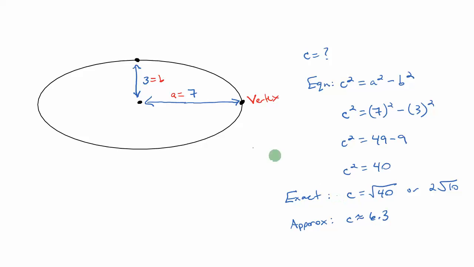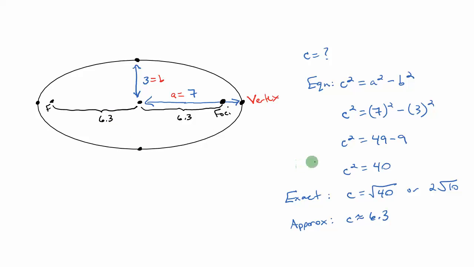6.3 units. And so that means if I wanted to locate my focus here, I would measure 6.3 units on my major axis from my center. So I'd go 6.3 units this way, and this would be a focus. And that would be 6.3 units from my center. If I wanted the other focus, I'd measure 6.3 units the other direction. And this would be another focus. Of course, this would be another vertex as well, and this would be another endpoint of the minor axis.